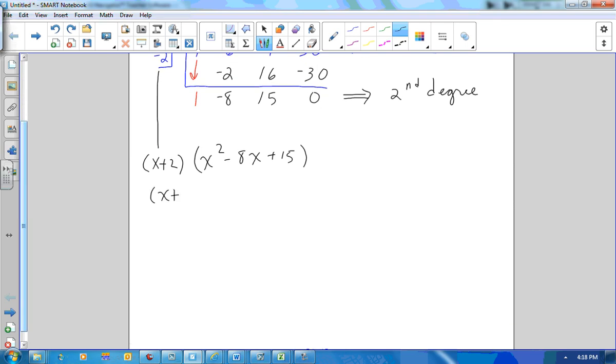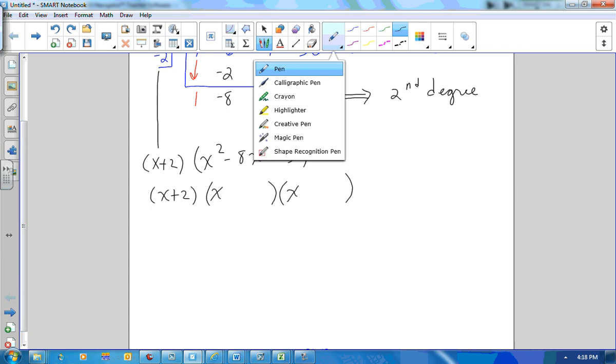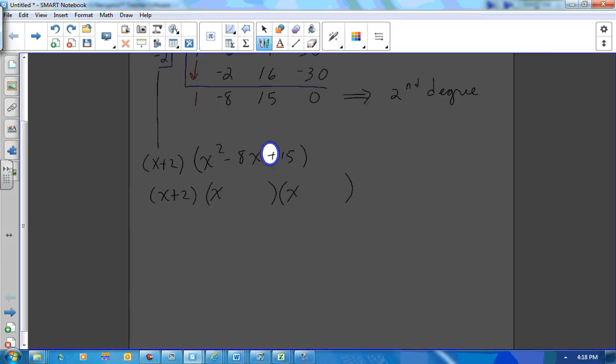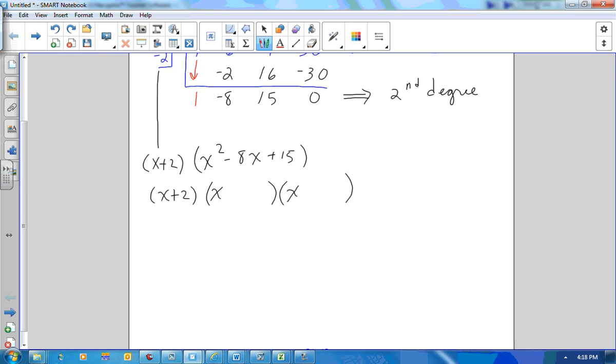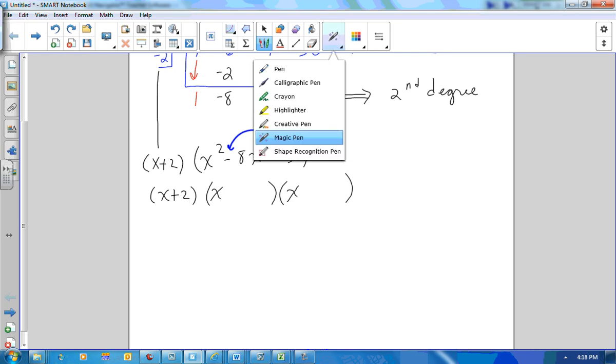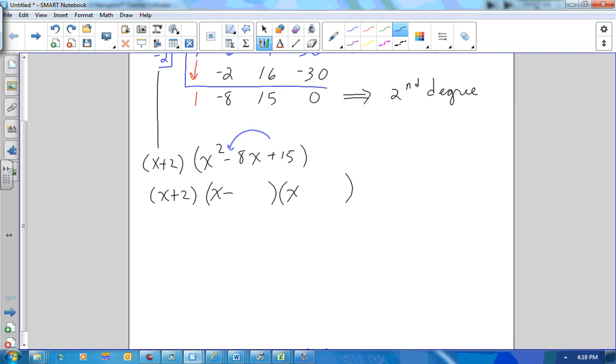I'm going to rewrite my first linear factor, and then I'm going to factor this. And so I know that x squared can be factored into x and x. And let's go back to the magic pen a second. So this being positive tells us that both of the signs in here are the same, and this negative tells us that they're both negative. So when we go back and put in here a negative and a negative, I need factors of 15 that when I combine them, they give me -8. So that would be a 5 and a 3 here. Okay? Now I notice here I've got all the linear factors.